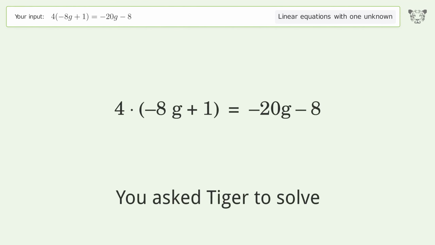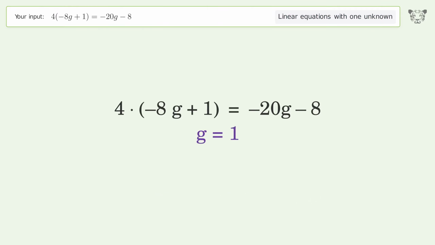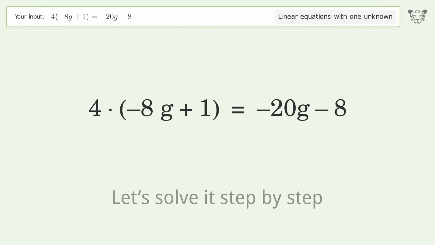You ask Tiger to solve. This deals with linear equations with one unknown. The final result is g=1. Let's solve it step by step.